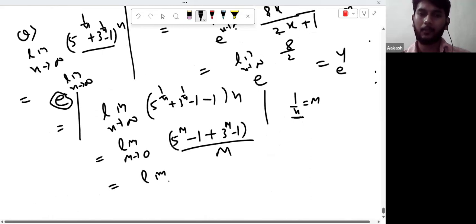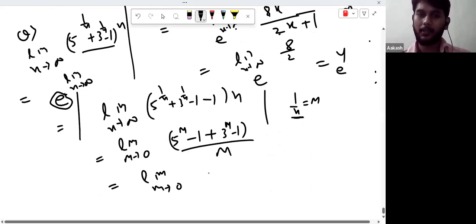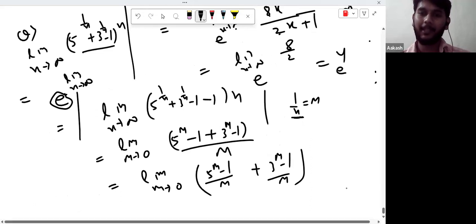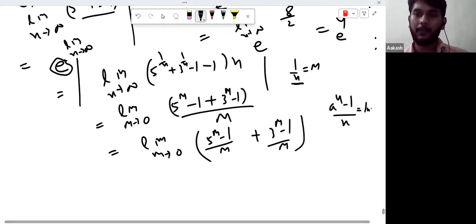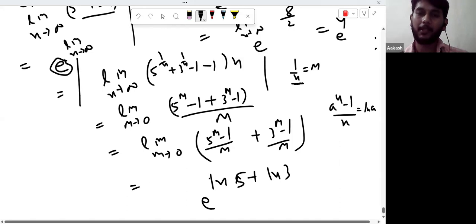So why 1 upon n? It becomes more into a standard limit. You can see the direct limit formula, the standard limit I have told you. Do you remember this formula? A to the power x minus 1 upon x is ln a. So this is the same. So we have ln 5 plus ln 3, and this is whole to the power e.